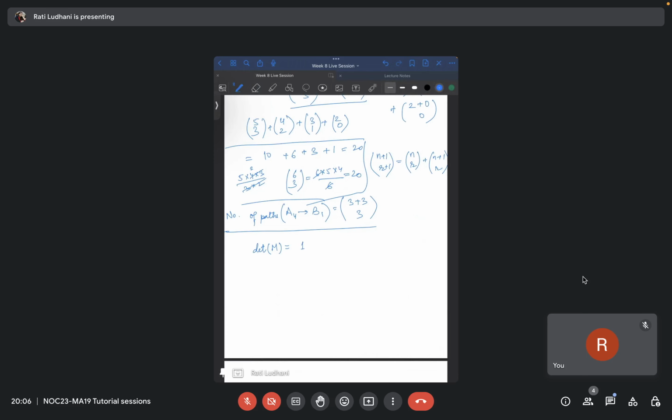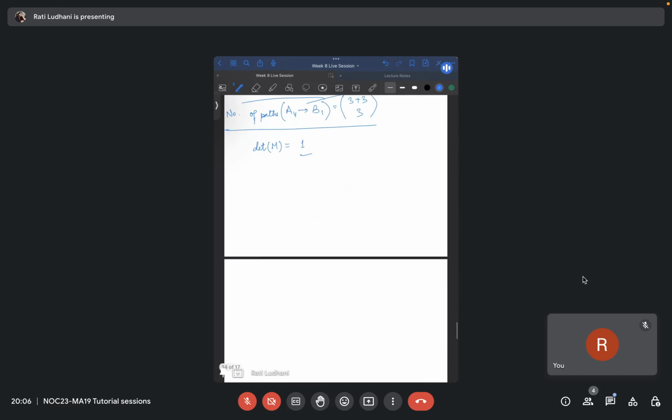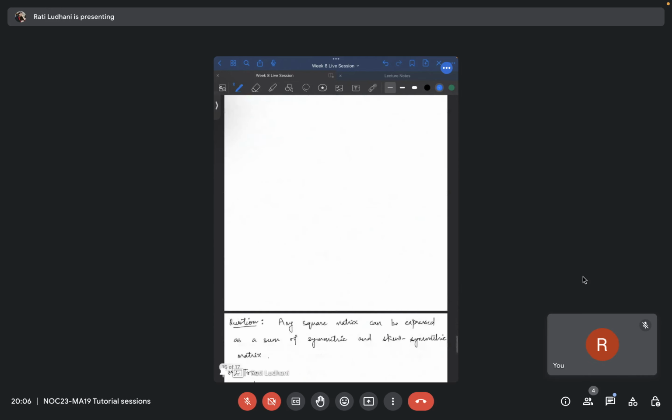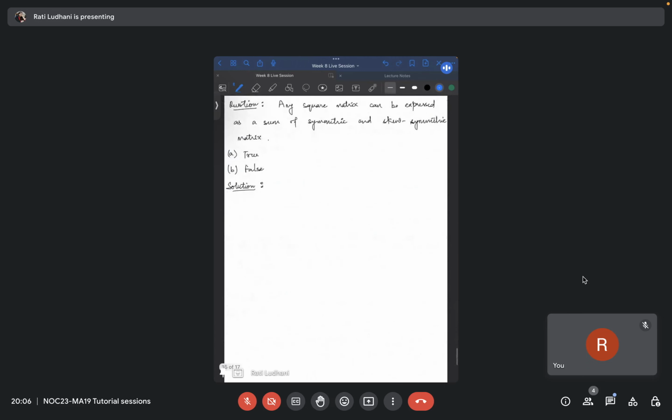Okay. So you can deal with such questions hopefully now. Let's move to the other part. Symmetric functions: basically the questions are related to symmetric and skew-symmetric matrices. So I kept something like that. Any square matrix can be expressed as a sum of a symmetric and a skew-symmetric matrix.